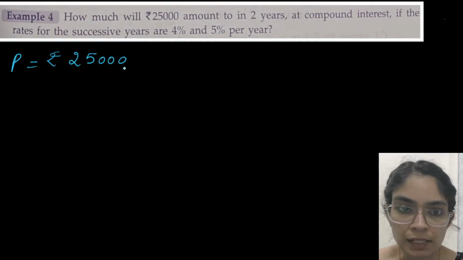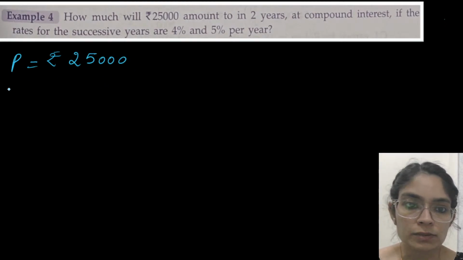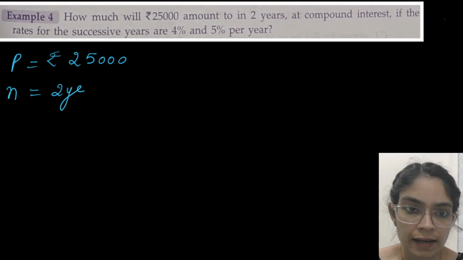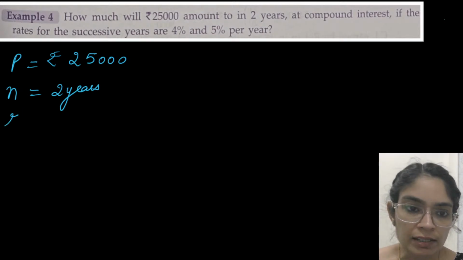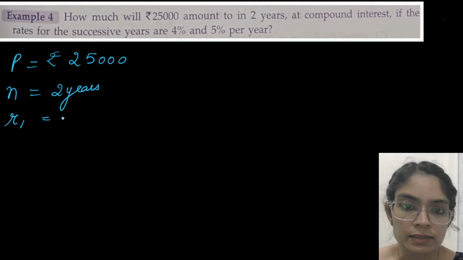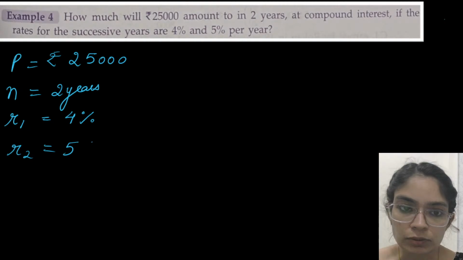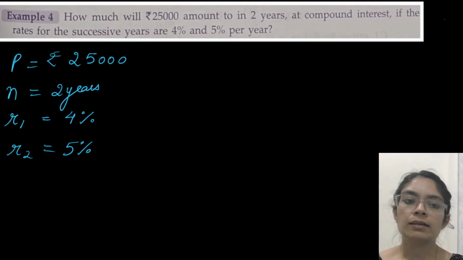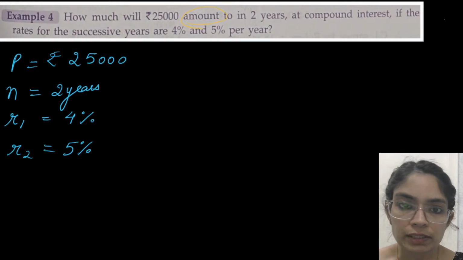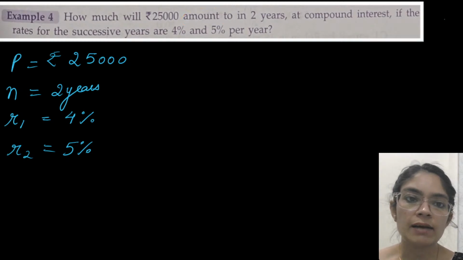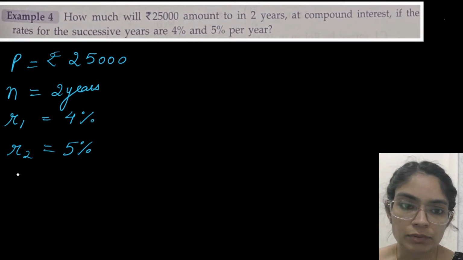25,000 is the principal. Then time period is 2 years, so N is 2 years. And then rates are different. For 2 years different rates are there, so R1 and R2 I can write. R1 is equal to 4% and R2 is equal to 5%. So how much amount to they have mentioned? That means we have to find amount.